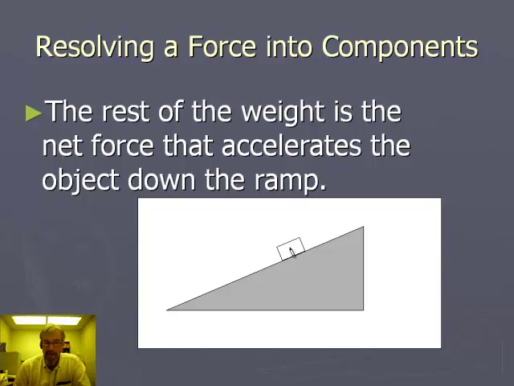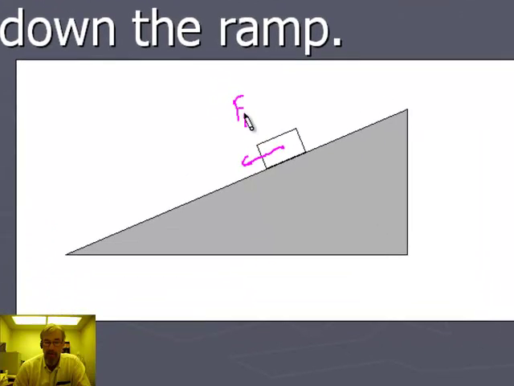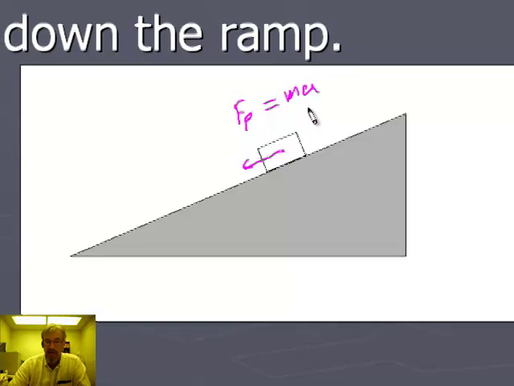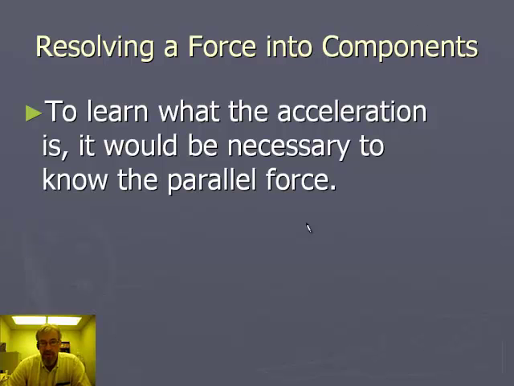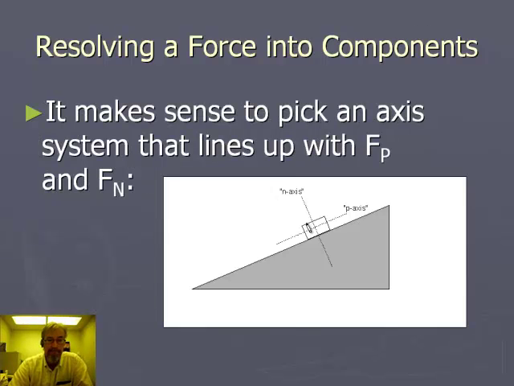The rest of the weight, the rest of the force due to gravity on this object is directed down the hill, and we call that parallel force. And the parallel force is what causes it to accelerate down the hill. So this is the part that's equal to m times a. So it doesn't accelerate at the acceleration due to gravity. It's at something less. If we wanted to know what that acceleration was, we'd have to know the size of that parallel force, because F equals ma. So let's take a look at that.